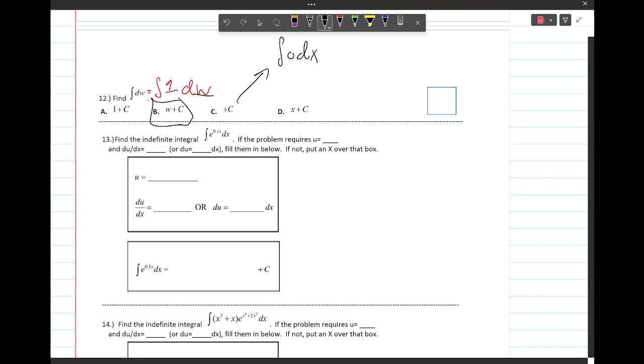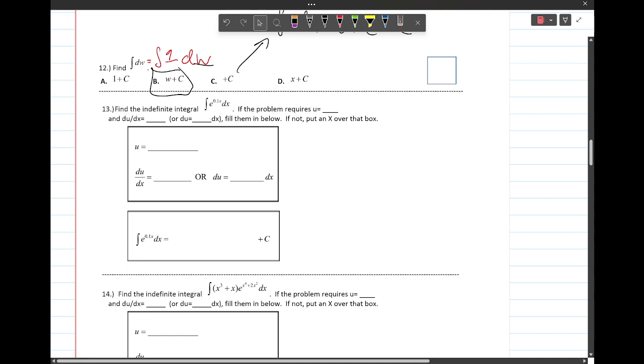Sorry, let me double check that. I don't even know if that's right. Or maybe it's just 0. Okay, so it's 0 plus c, which is just plus c. So that is correct.